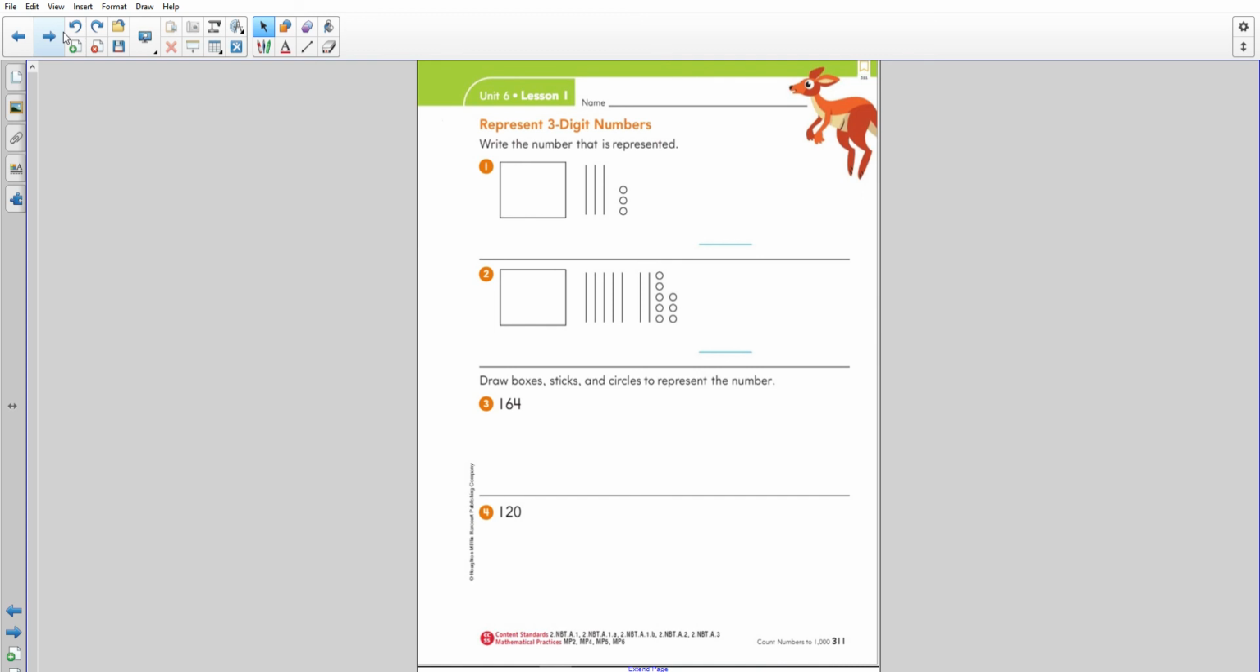Today, for your practice in this skill, I'd like you to start on page 311. For numbers 1 and 2, I'd like you to take the representations, and on the blue line, write down the number that is shown. For numbers 3 and 4, I want you to draw using 100 boxes, 10 sticks, and circles to represent the numbers that are shown here.